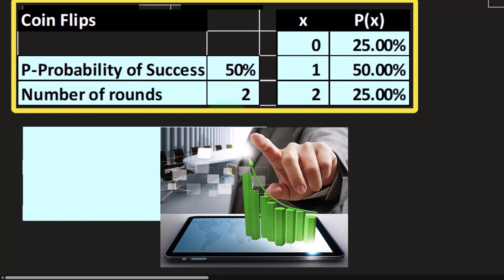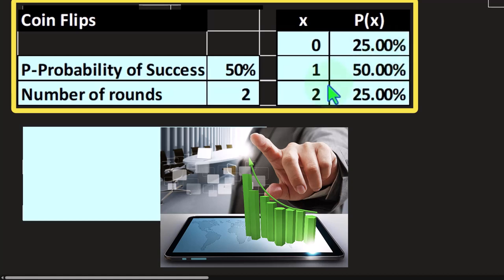Let's add it to 2. So now you've got the number of rounds is 2. If we have two rounds, what's the probability that we get zero successes, zero heads, out of two rounds or two flips?